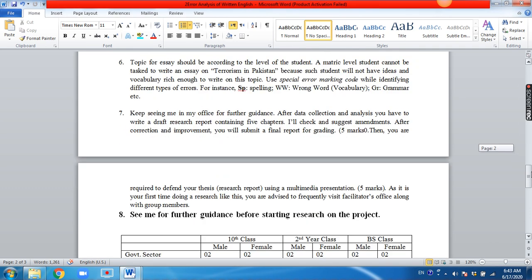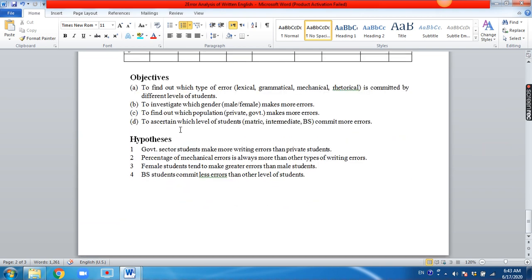Now you are supposed to give data like which gender. So you need to make a total of errors made by female students and then male students, and then compare them in the form of pie chart or bar graph, and you must tell us which gender makes more errors. Same way you can even compare the 4 types of errors. Make a total of lexical errors committed by the whole population, and then calculate or compute a total of all the grammatical errors.